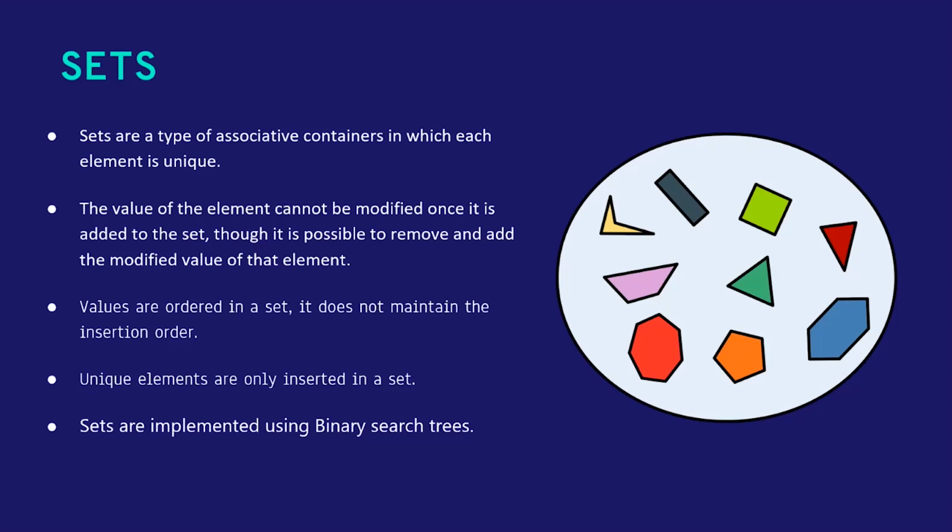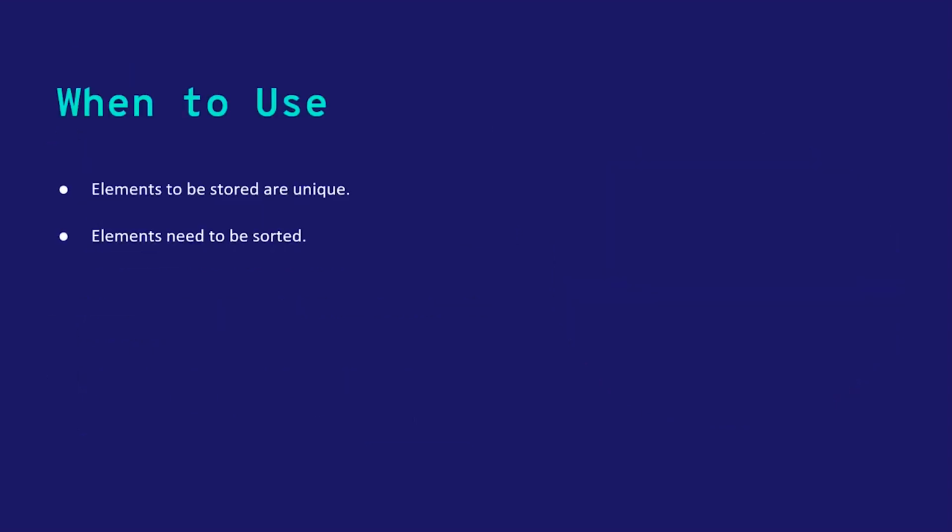Sets are mainly used in the use case where you need to insert unique elements, and internally C++ implements sets using binary search trees. So when to use them? When you need elements to be unique in your data structure, you can use sets, or when you need elements to be sorted, in either ascending or descending order, you can use a set.